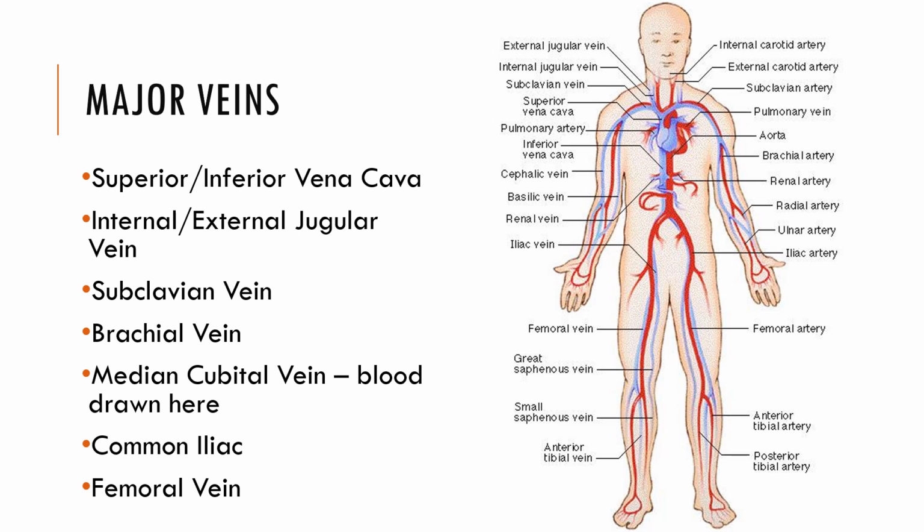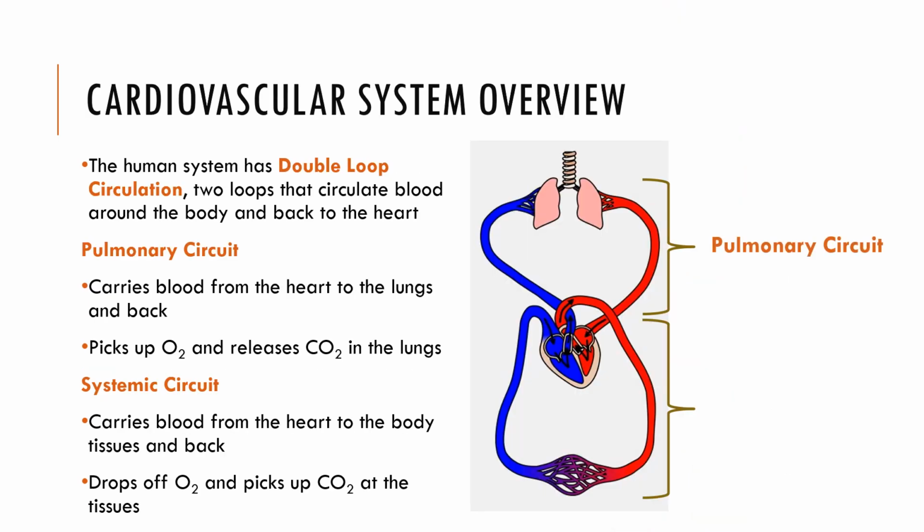And here's just a list of your major veins as well: the vena cava, the jugular, the subclavian and brachial. You probably have heard of a lot of these. So the way that our cardiovascular system works, you probably have picked up on it as I've repeated it a bunch of times, but we have double loop circulation.